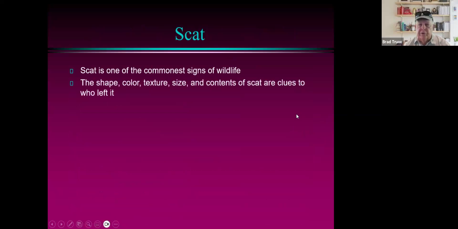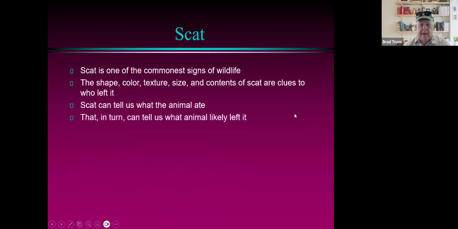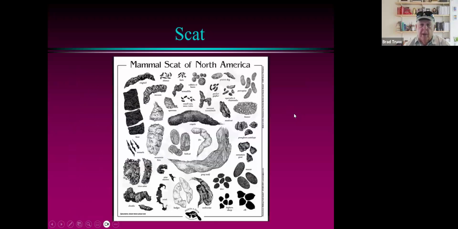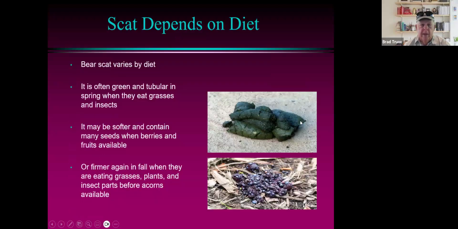And the shape, color, texture, size, and contents of the scat are clues to who left it. Scat can tell us what the animal ate, and that in turn can tell us what animal likely left the scat. Where scat was left also can be an important clue. You can once again download a pocket guide card to mammal scat, and that's a good thing to have with you to help you identify the scat.